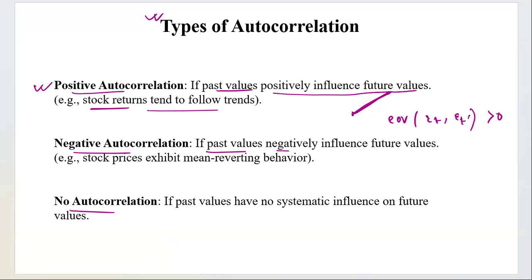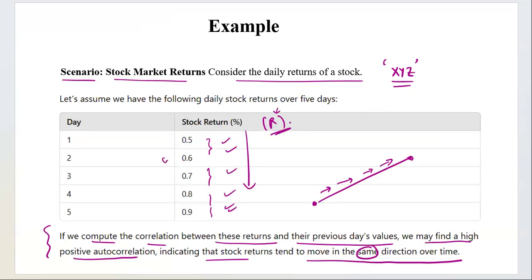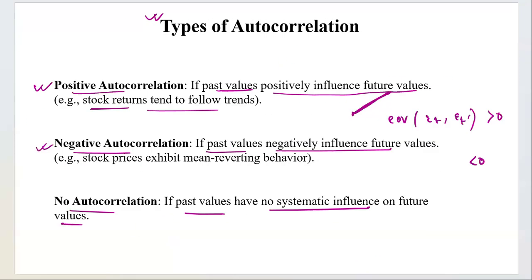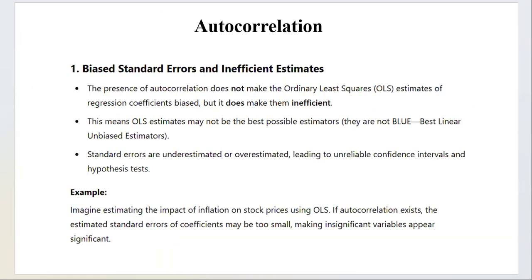Now, if the past values are negatively influencing the future value, then there will be negative autocorrelation, which means this covariance will be strictly negative. And if there is no autocorrelation, then the past values will have no systematic influence on the future value. So in our particular example, if this is 0.5, this is also 0.5, this is also 0.5, and this is also 0.5, then the past values have no systematic influence on the future values, right? If this is the situation, then we will say that no autocorrelation is present in our particular model, which is the required assumption of CLRM, right? So this was the types of autocorrelation.